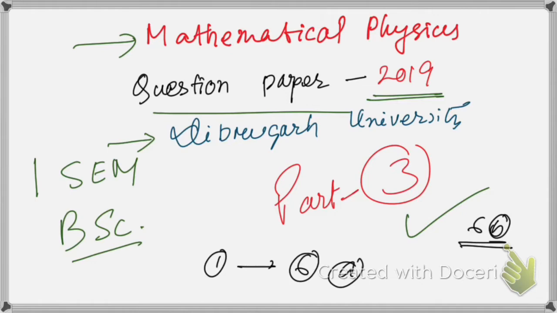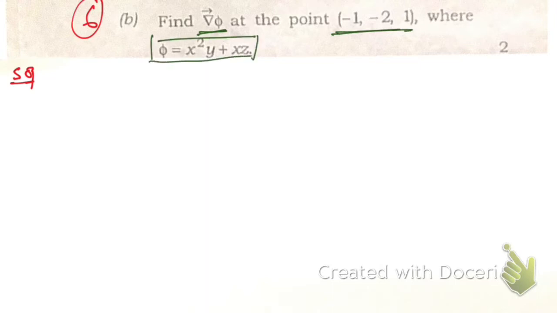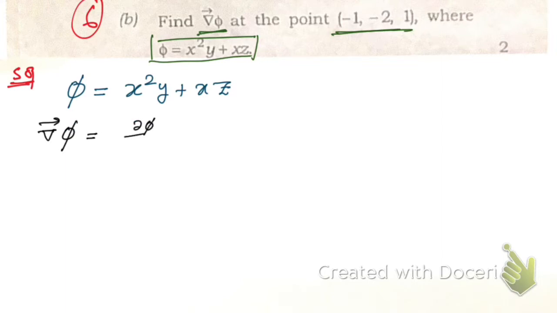So now let's start. Now let us solve question number 6b. Right, this is 6b. So here you see we need to find grad phi at this point. Here phi is given. Let me write the given things here. Phi is equal to this one, and let's find grad phi. That is del phi by del x i cap, and del phi by del y j cap, and del phi by del z k cap, right?